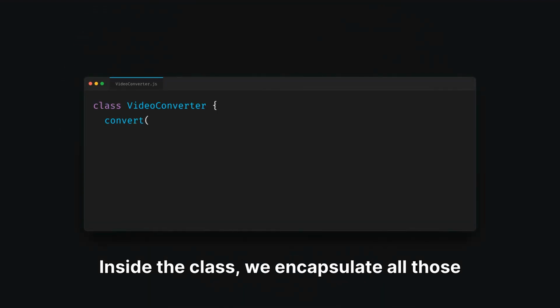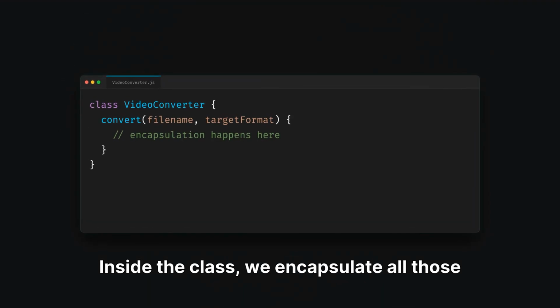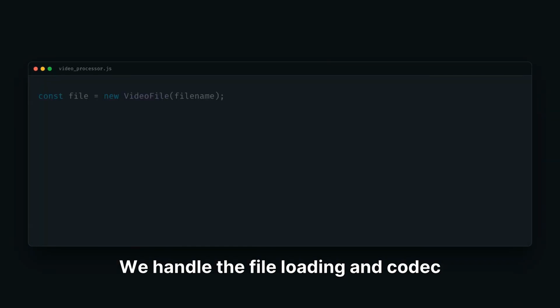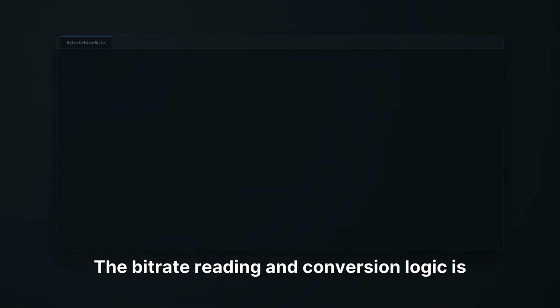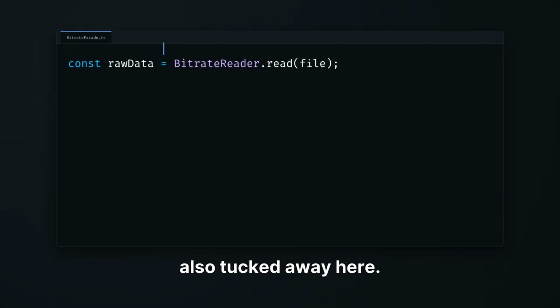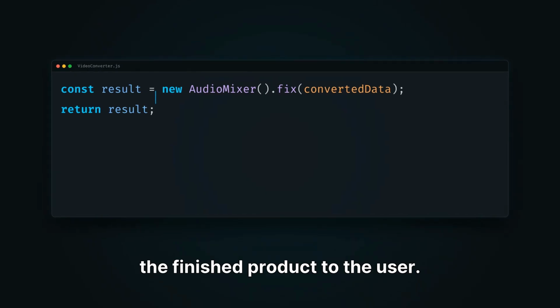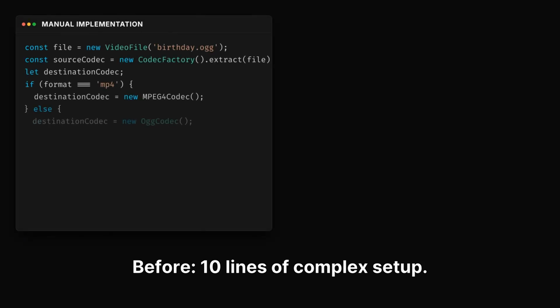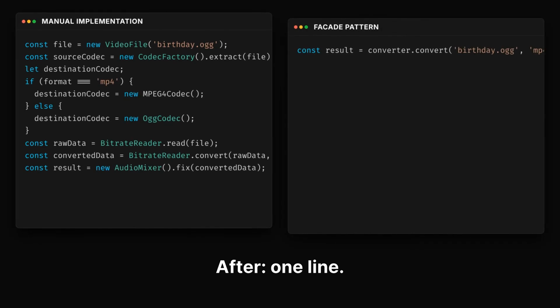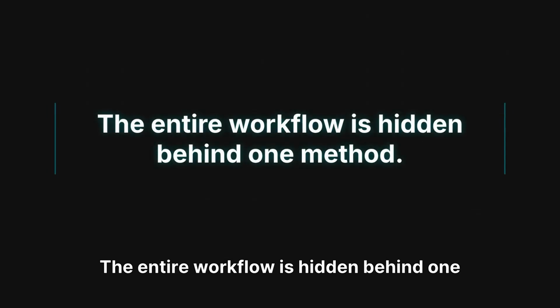Here's the facade. Inside the class, we encapsulate all those messy steps. We handle the file loading and codec extraction internally. The bitrate reading and conversion logic is also tucked away here. Finally, we fix the audio and return the finished product to the user. Before, 10 lines of complex setup, after, 1 line. The entire workflow is hidden behind one method.